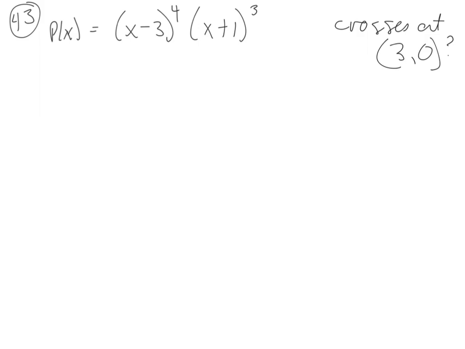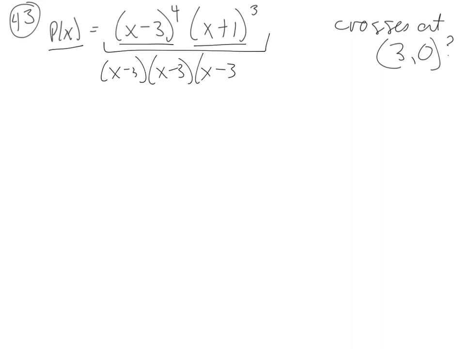Here's another question about multiplicities. They have a function p of x equal to, and it's in factored form already, (x minus 3) to the fourth, (x plus 1) to the third. So you could write that out as x minus 3, 4 of those, and then 3 of the x plus 1s.